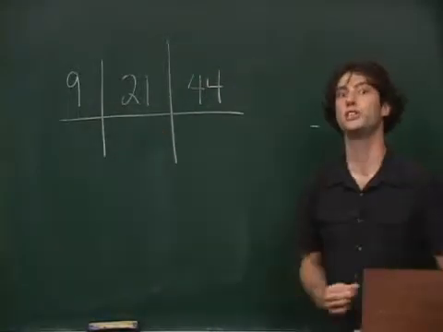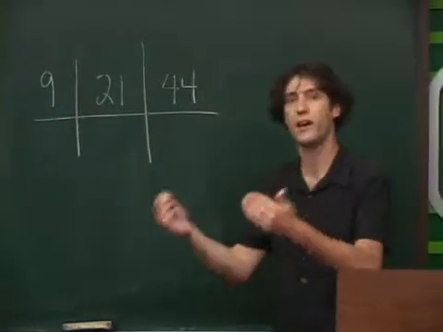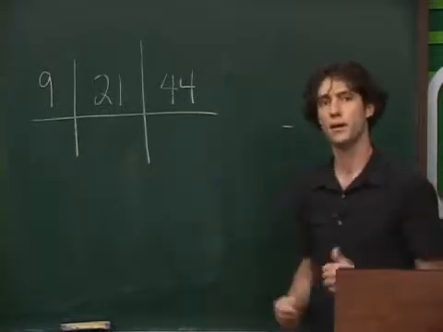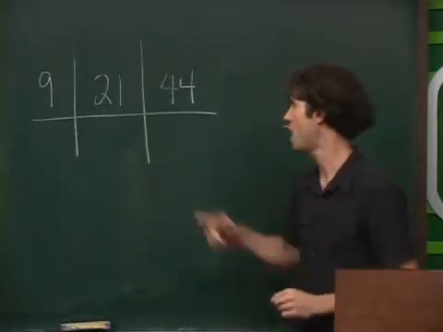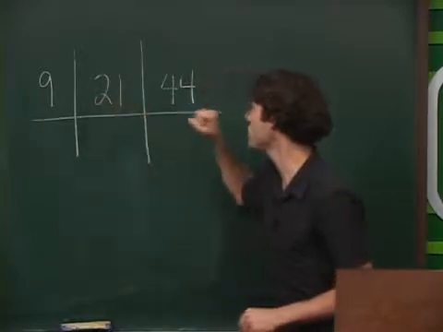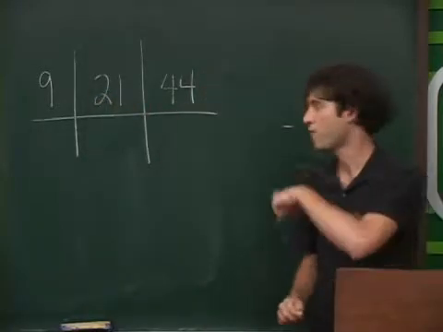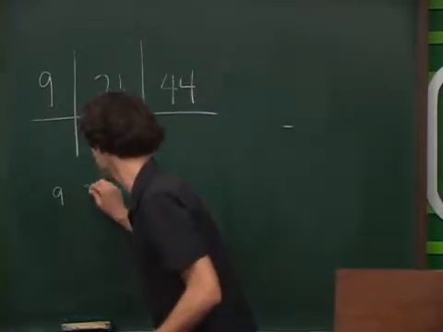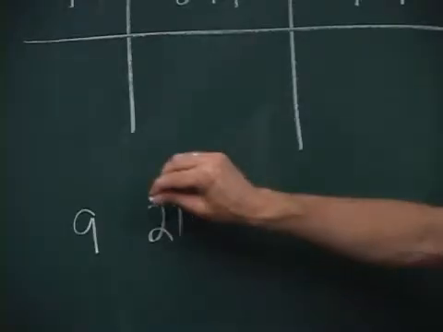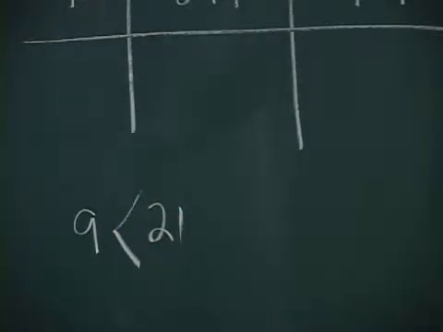Okay, and I've put two-digit numbers there so that you can go a little bit more into a different level. Now, what can you tell me about 9, 21, and 44? Well, first you can look at 9 and 21. You can say that 21 is greater than 9, or that 9 is less than 21.